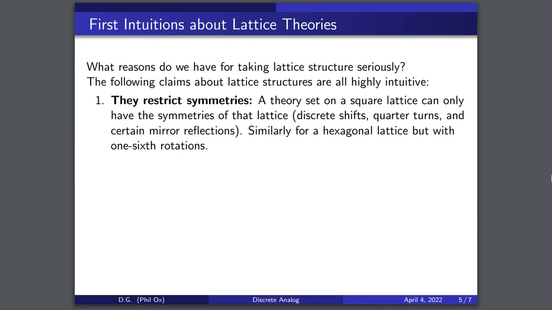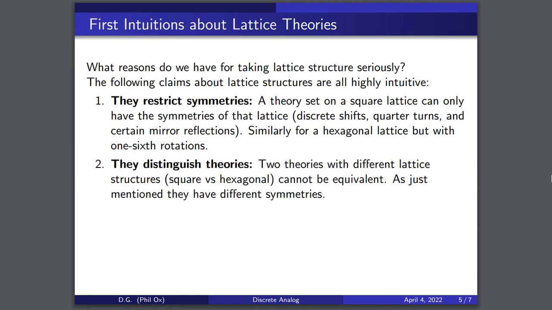A theory set on a square lattice could only have the symmetries of that lattice, like discrete shifts and quarter turns and certain mirror reflections. And similarly for a hexagonal lattice, but with 1/6 rotation. So it seems like the lattice is what's doing the work to restrict our symmetries in this way.